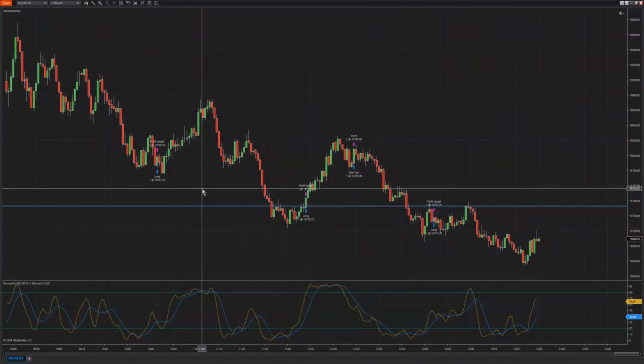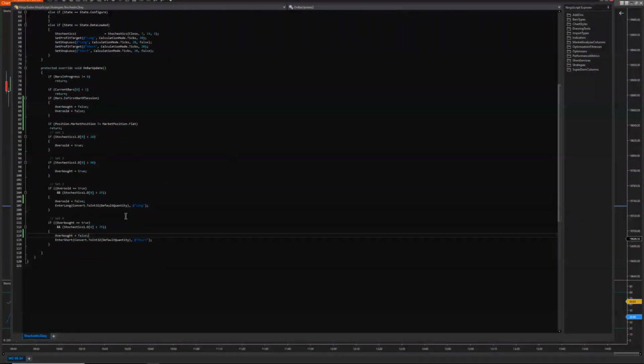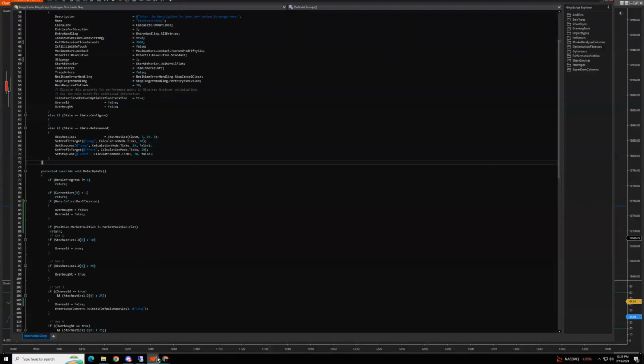So what you can do then, if you want to take this further, is you can basically create a variable for the long and short here. So let's say you wanted this to be different. You can then, I already have that coded, so I'm just going to copy.